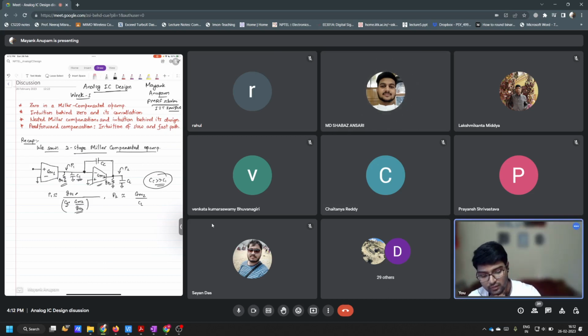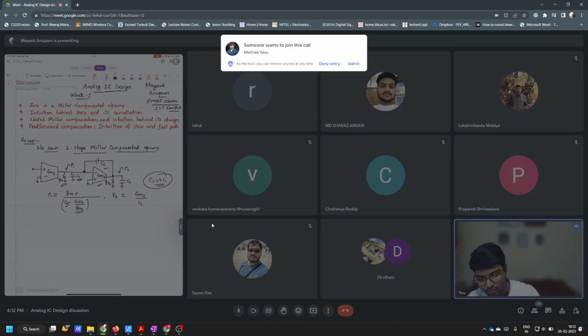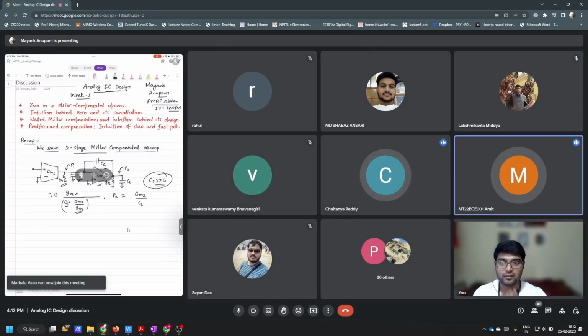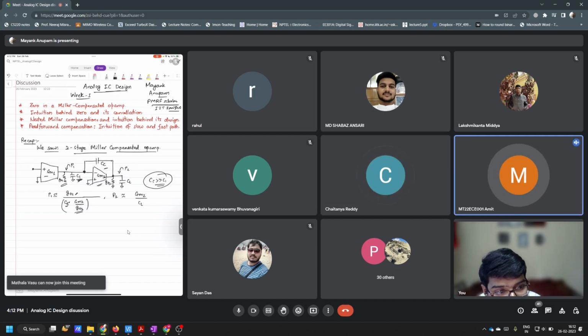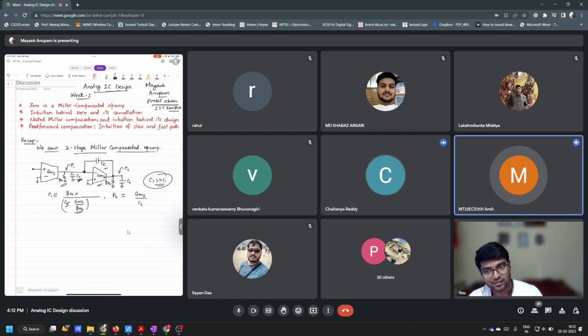No, that is true, but can you tell me what happens if CC stops being much greater than C1? What happens here? One pole will come before unity gain, or two poles will come before unity gain. Yeah, all that is fine.